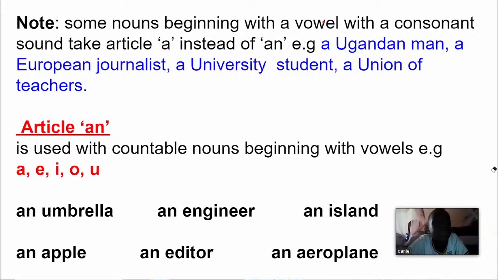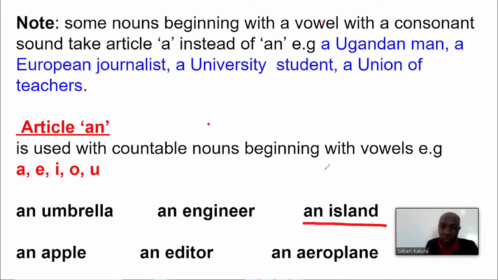Countable nouns beginning with a vowel, e.g. A, E, I, O, U: an umbrella, an engineer, an island, an apple, an editor. Okay, thank you. This word is not "Island"; this word is an island. Next time you should read it clearly, Daniel. This one is an island.